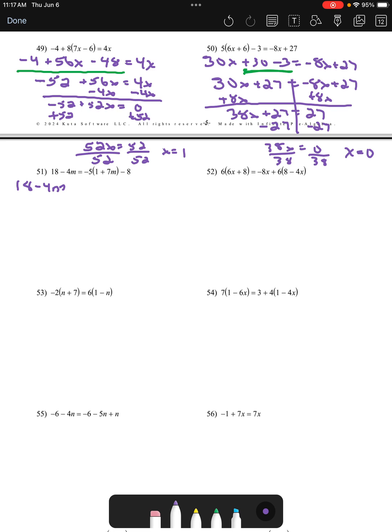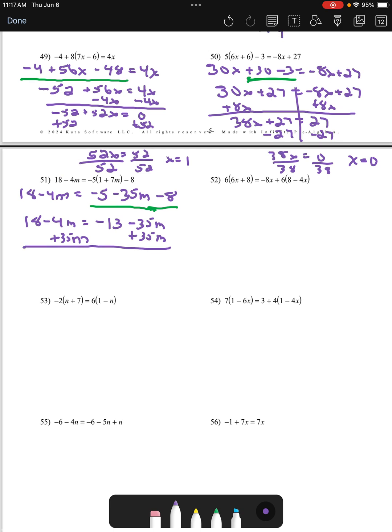In number 51, the 18 minus 4m is fine. On the right side, we have to distribute first. So -5 times 1 is -5. -5 times +7m is -35m. And the -8 is still there. We do have some like terms over here, so we need to combine them. So we're going to have 18 minus 4m equals -5 minus 8 is -13 minus 35m.